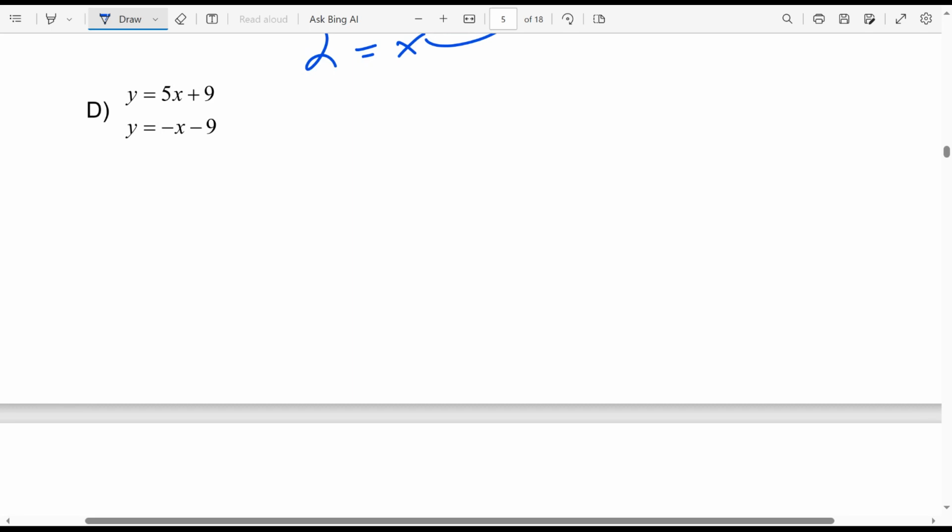All right. So we're going to look at this guy right here. We're going to use the comparison method. We're trying to find where these two guys meet each other. So where do they intersect? Here's what's weird about this guy.